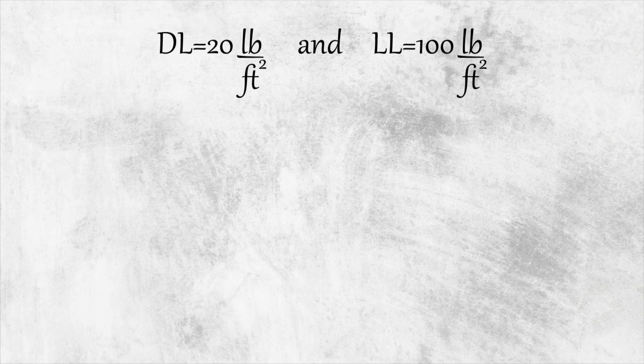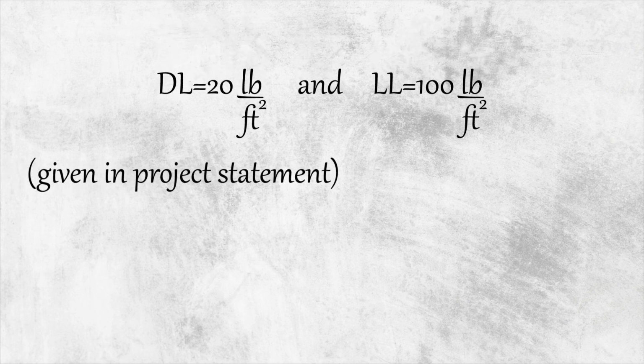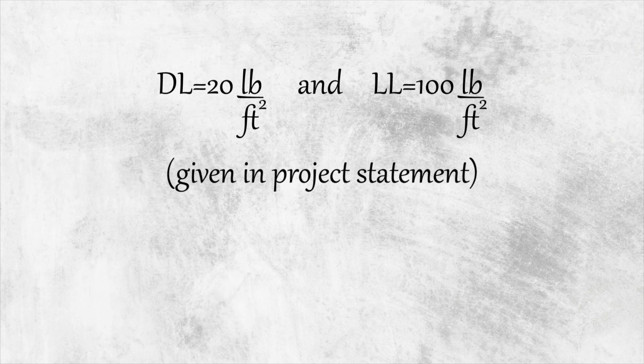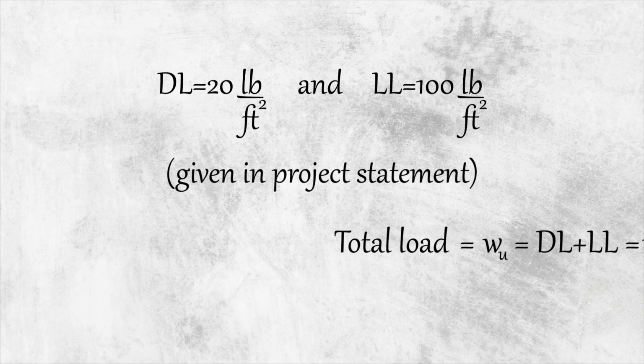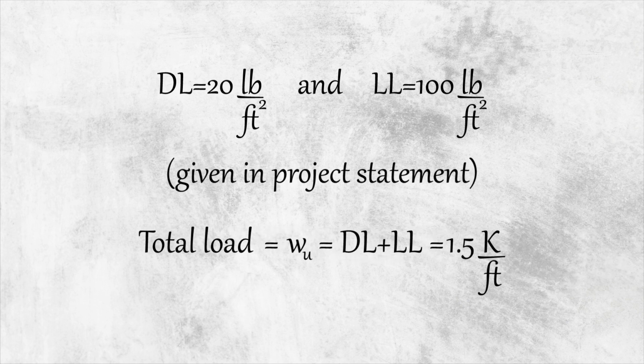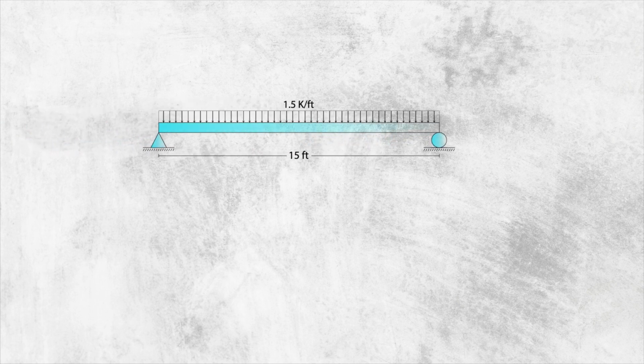The dead load is 20 pounds per square foot and the live load is 100 pounds per square foot, given in the project statement. Adding these two and multiplying by the width, which is 12 feet 6 inches, we get the total load, which is 1.5 kip per foot. Our simply supported and continuous beams would now look like this.